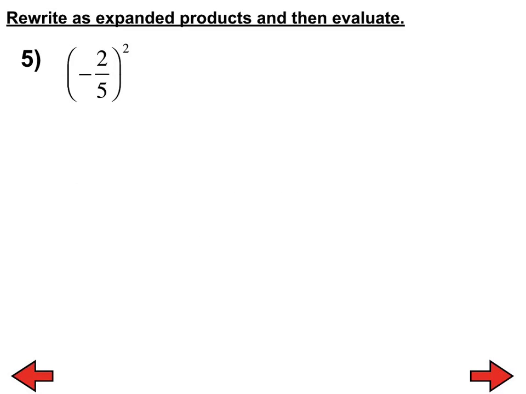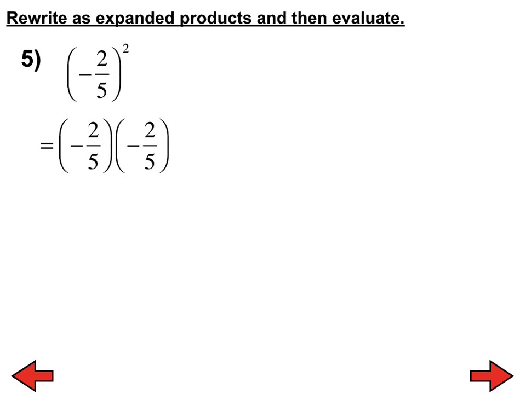So back to your notes on the bottom there, number 5, we now have a fraction with parentheses, and it's negative. It is very, very important that you leave the parentheses there. Write it out as expanded product and then evaluate. So right now, that exponent is squaring not only the 2, but also the negative and also the 5. Which means you are going to write it as negative 2/5 times negative 2/5.